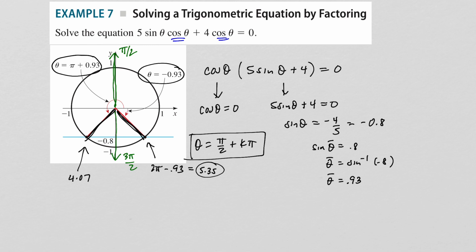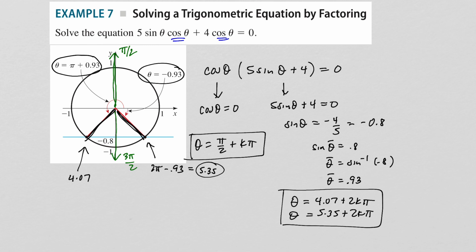So my other two solutions here are going to be theta equals 4.07 plus 2k pi, and theta equals 5.35 plus 2k pi. And this captures all the solutions. And that concludes this video lesson.